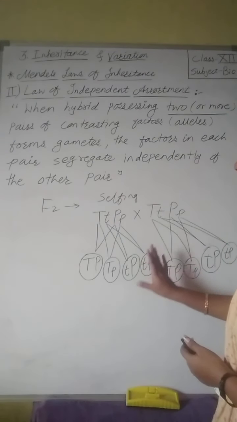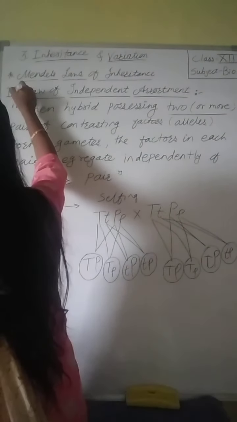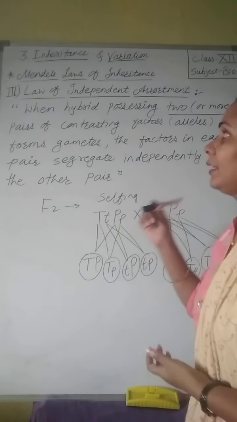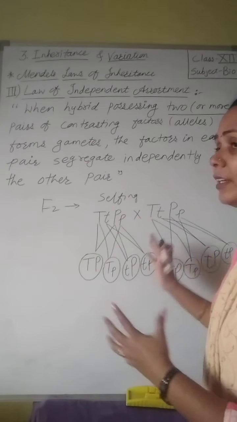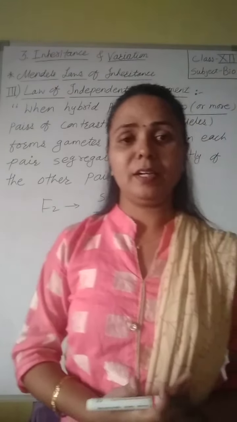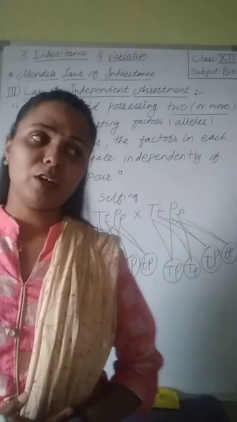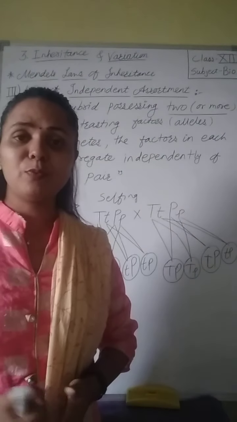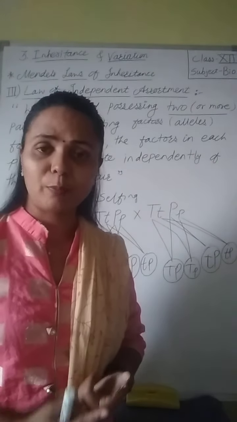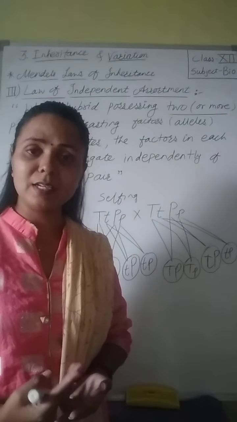So this was stated as the third law of Mendel. This is the third law given by Mendel, the law of independent assortment, meaning each one is independently assorting or combining with another. Up to now we have seen the three laws of inheritance given by Mendel. The first law is the law of dominance, the second is the law of segregation, and the third is the law of independent assortment.